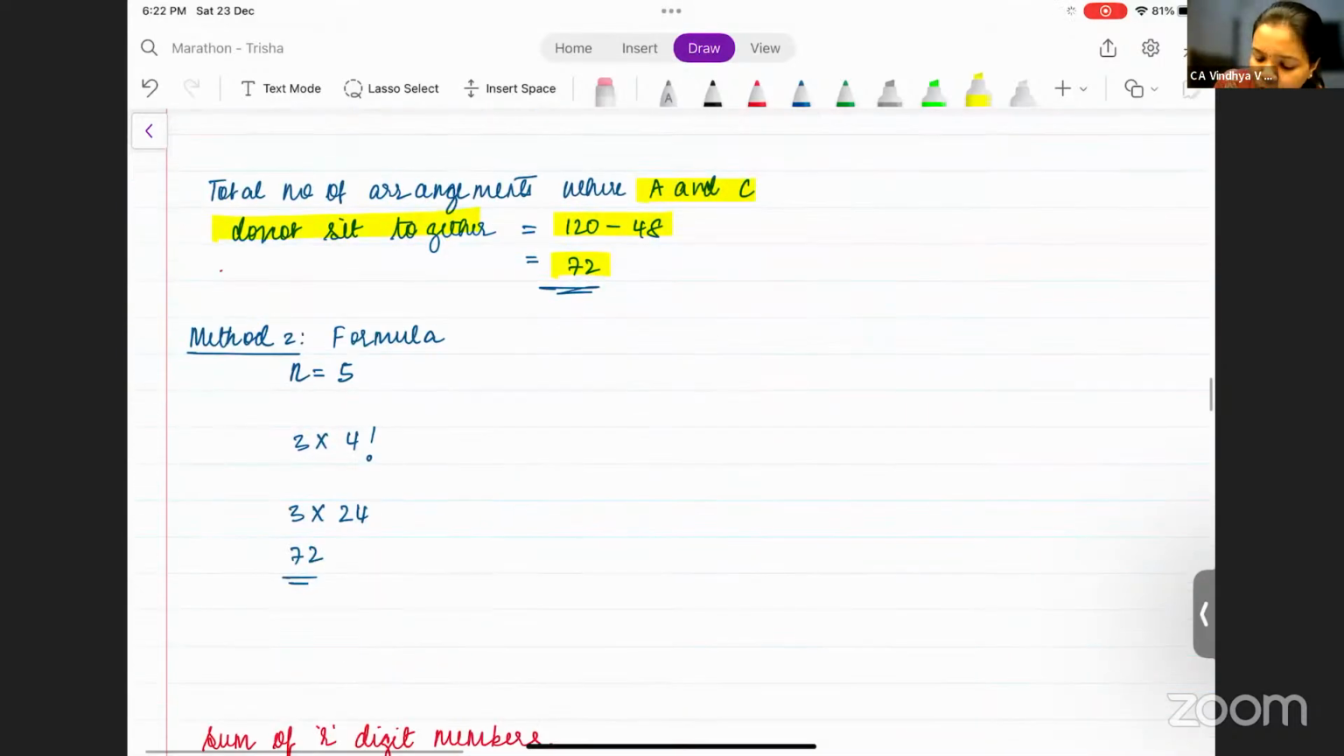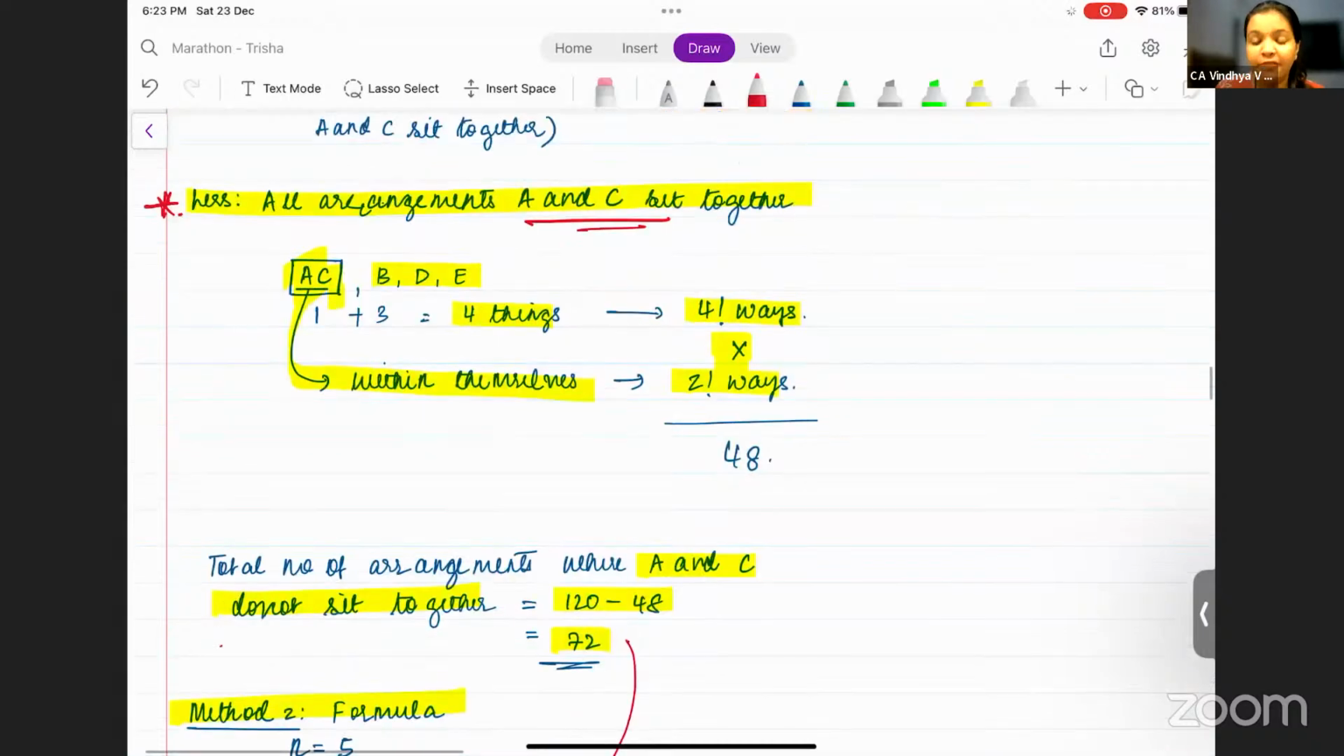Now, method 2 is using the formula. What is the formula? (n minus 2) into (n minus 1) factorial. What is n here? 5: A, B, C, D, E. n minus 2 is 3 into n minus 1 factorial, which is 4 factorial. Answer is 3 into 24, that is 72. And if you observe here, you got the same answer. Yes, different method. Of course, if the direct question is asked, you'll use the formula method. But this is important from this particular point of view where 2 people or 3 people sit together.